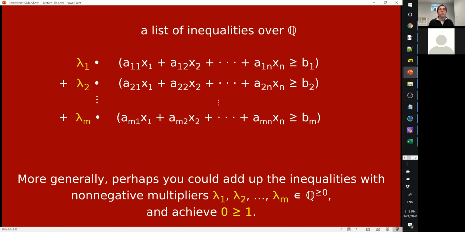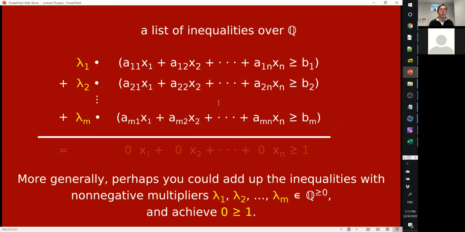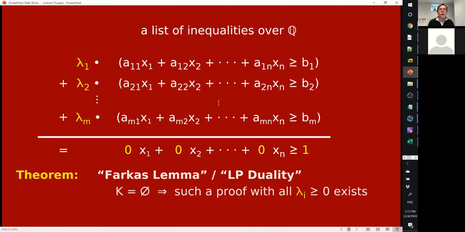So you multiply each of these inequalities by lambdas that are non-negative, and then you add them all up, and all the coefficients will come out to 0 on the left-hand side, and on the right-hand side, you'll get the number 1. So if such lambdas existed whenever the system was unsatisfiable, then it would mean you have a cool, succinct way to prove that unsatisfiable systems are unsatisfiable.